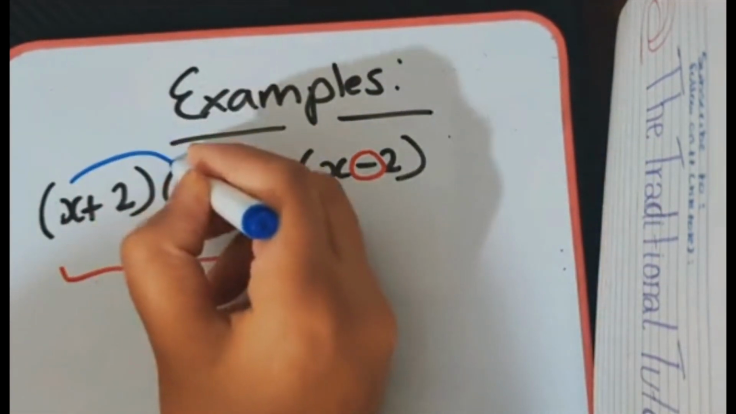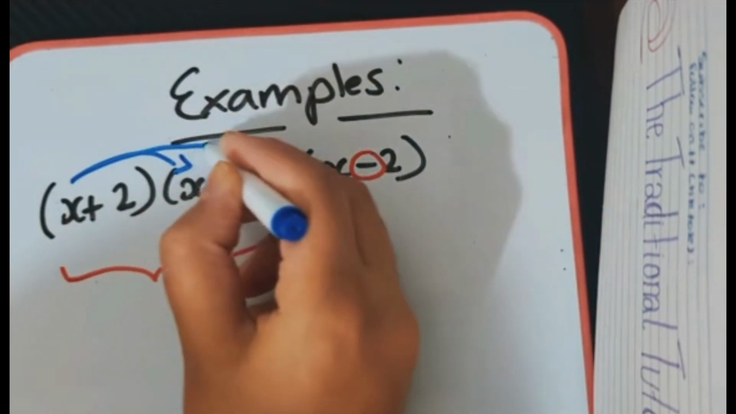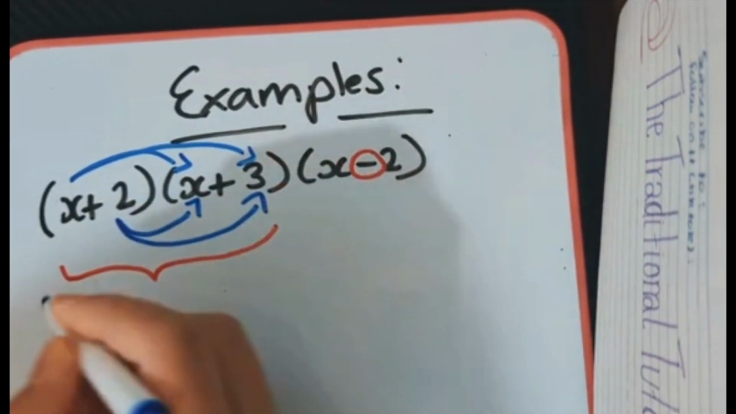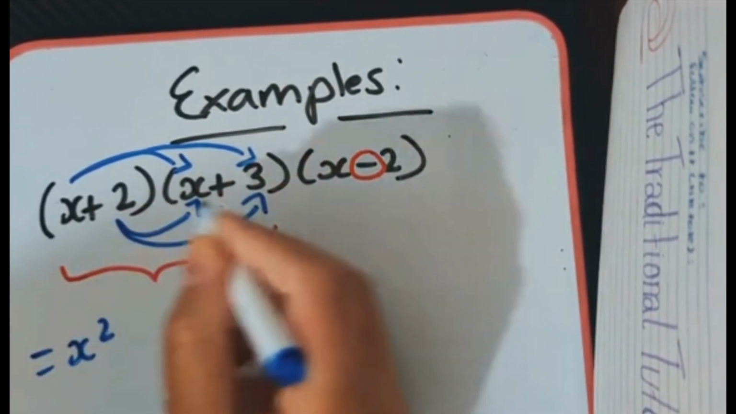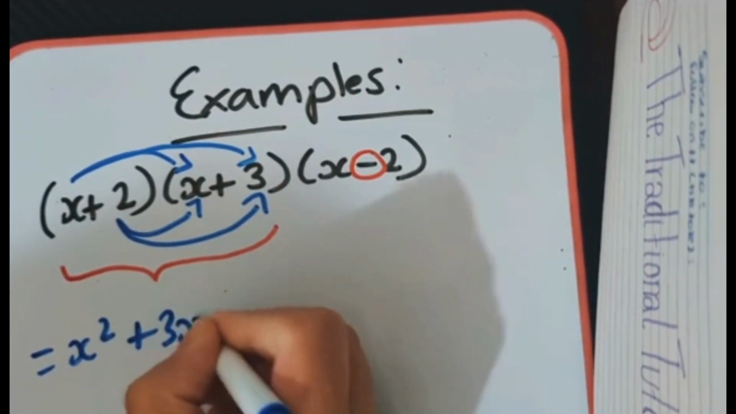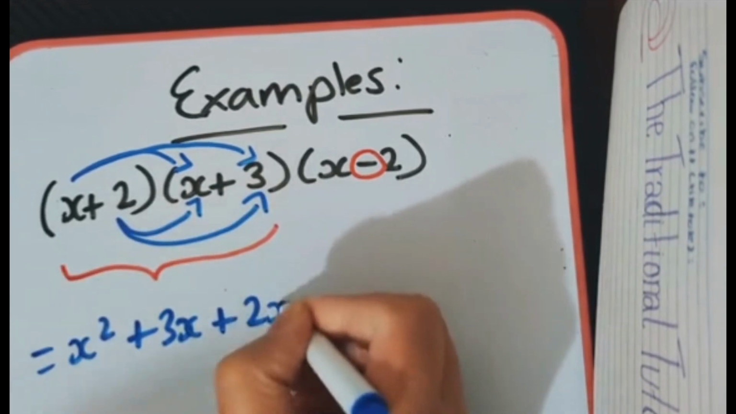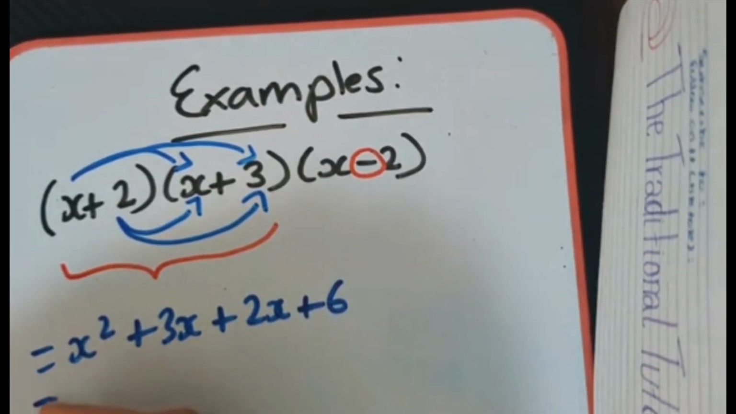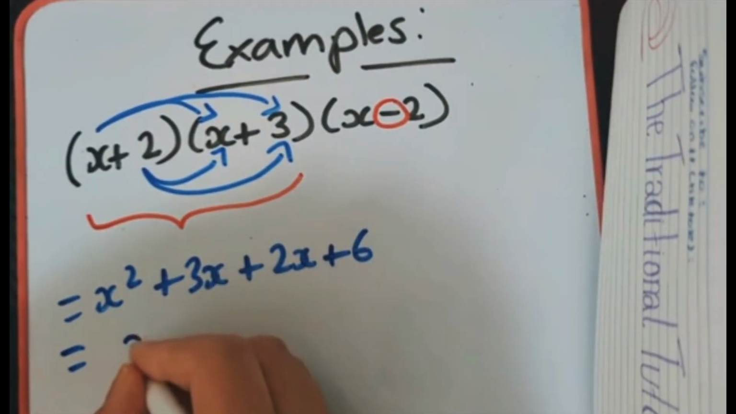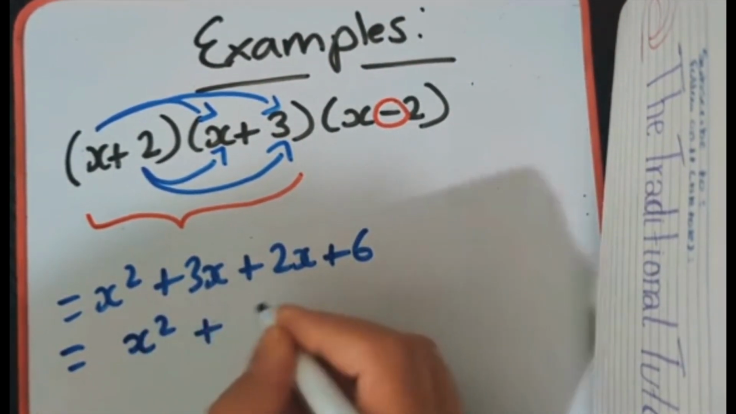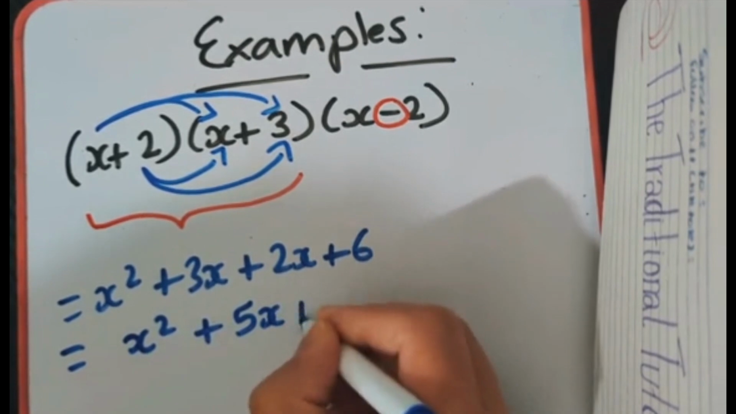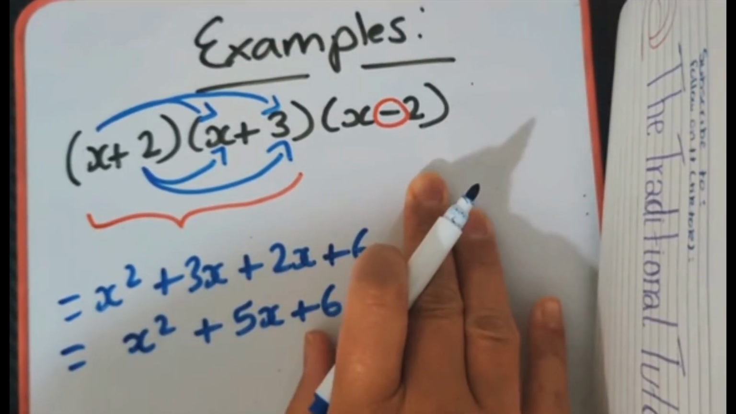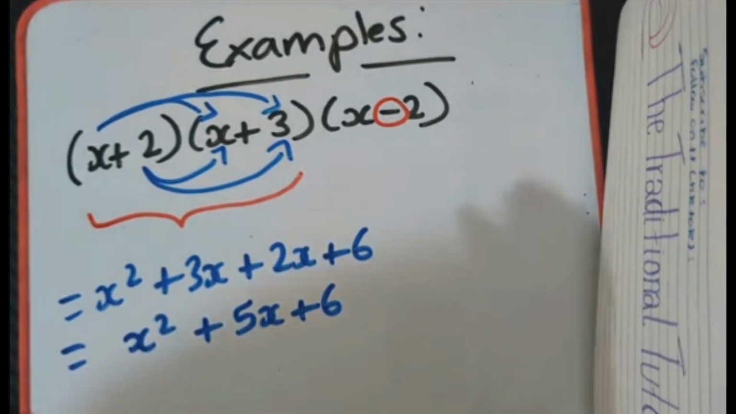So that means I'm going to be doing x times by x, x times by plus 3, 2 times by x, and 2 times by plus 3, which gives me x squared, plus 3x, plus 2x, and then lastly plus 6. So when I actually collect the like terms, it gives me x squared plus 5x and then plus 6, and then I need to remember to multiply this by my x minus 2, and remember the tip I gave in the previous video.